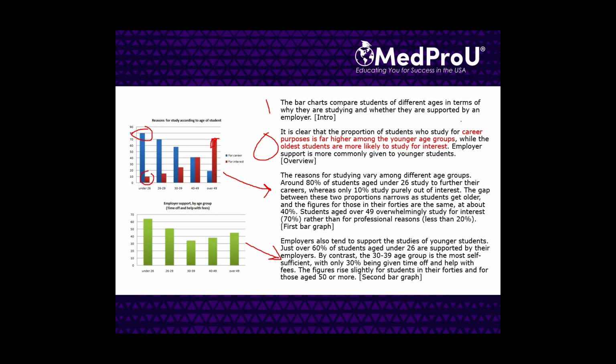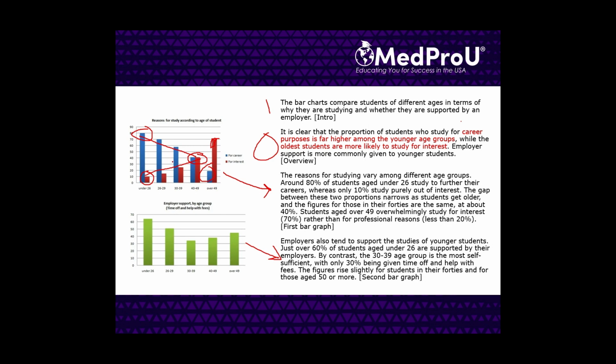The gap between these two proportions narrows as they get older. And the figures for those in their 40s are the same. So we talk about the 40s because it's significant. Students aged over 49 overwhelmingly study for interest rather than for professional reasons, at less than 20%. Again, like the previous graph, just talk about the first, the last, and any significant. We did not talk about 26 to 29 and 30 to 39 because it's not significant.